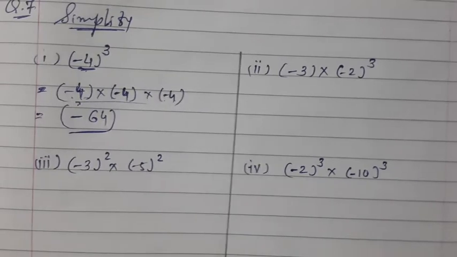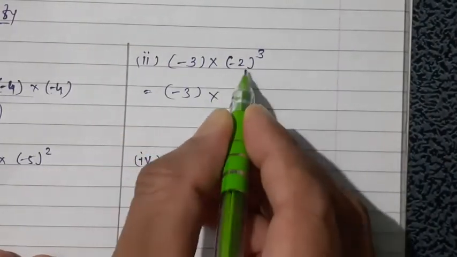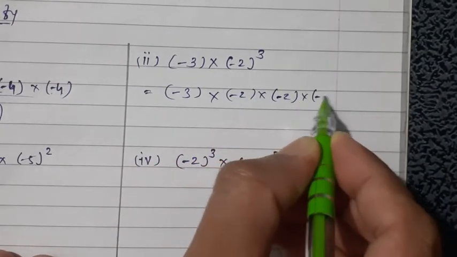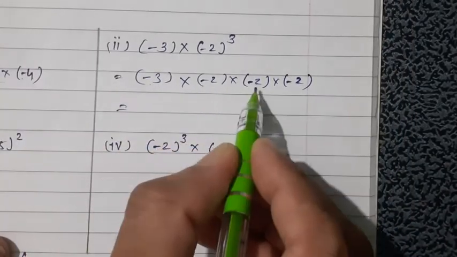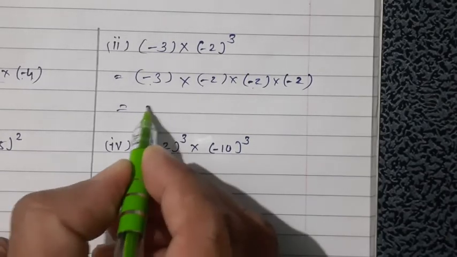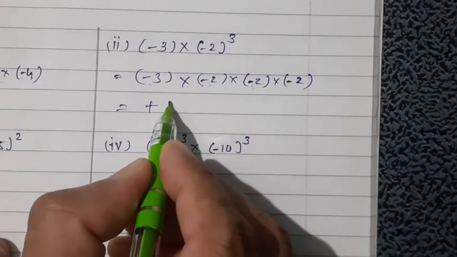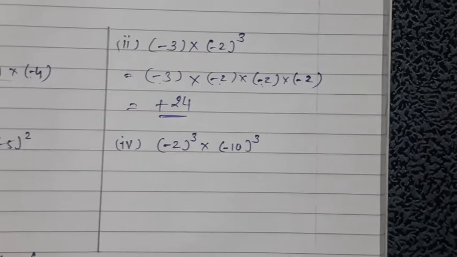It's so easy. Okay, same here. Look, minus 3 into minus 2 raised to 3 means minus 2 into minus 2 into minus 2, 3 times. So total, look, 1, 2, 3, 4, 4 times minus sign is there. 4 times means even, so we get a plus answer. Now 3 2s are 6, 6 2s are 12, 12 2s are 24. Okay, that's your answer.